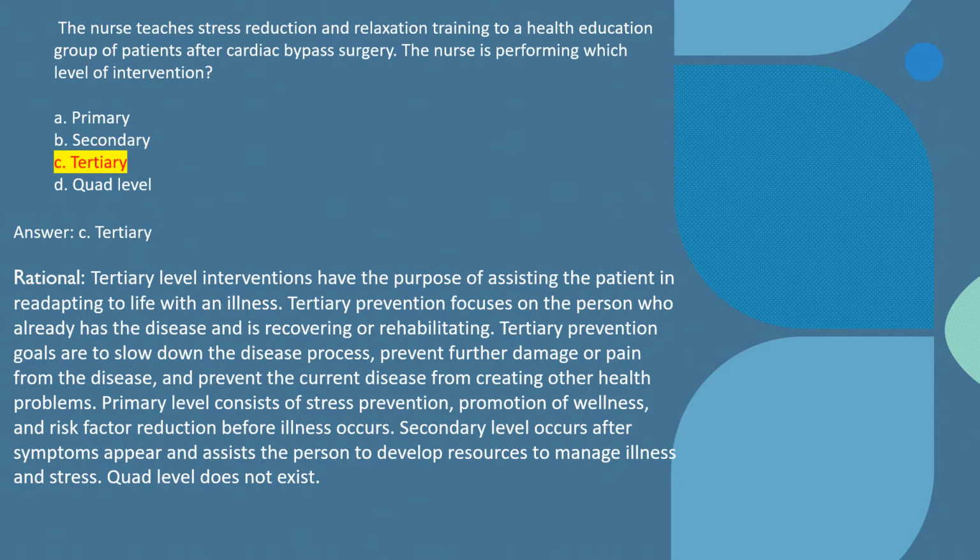Primary level consists of stress prevention, promotion of wellness, and risk factor reduction before illness occurs. Secondary level occurs after symptoms appear and assists the person to develop resources to manage illness and stress. Quad level does not exist.